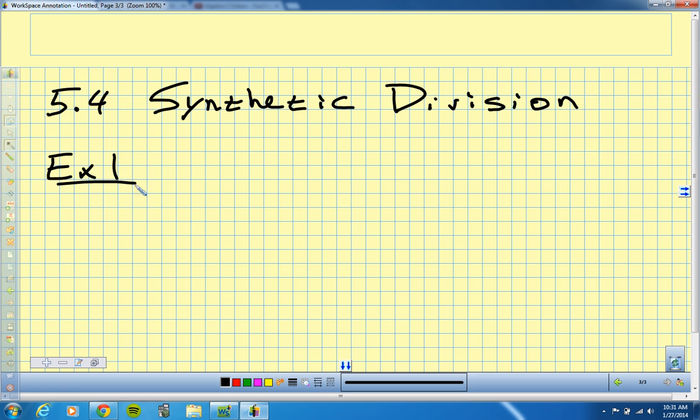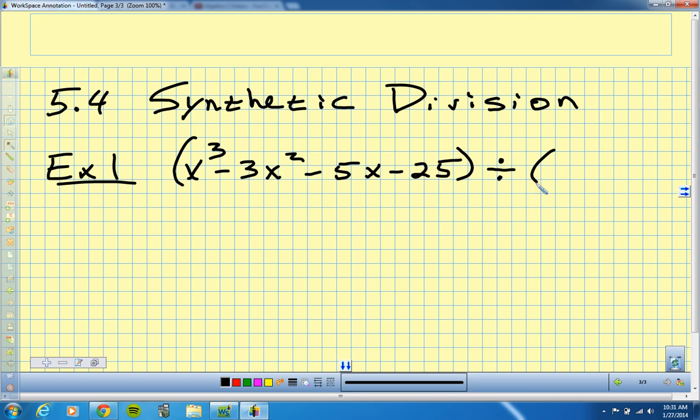Okay, so we're going to do x cubed minus 3x squared minus 5x minus 25 divided by x minus 5. Okay, so when you do synthetic division, we want to take the binomial here, set it equal to 0, so we get x equals 5.